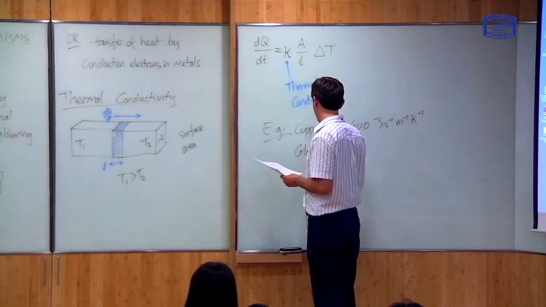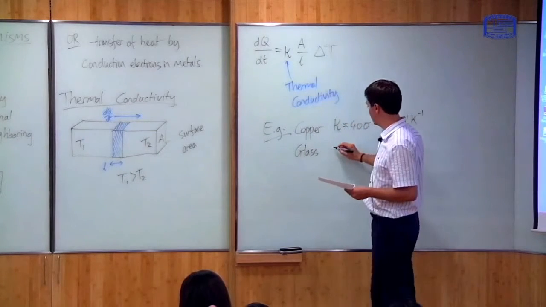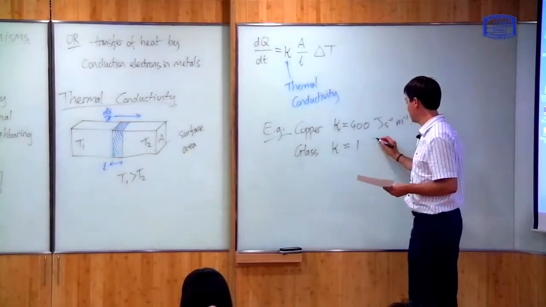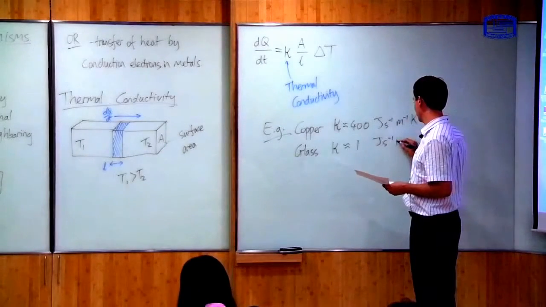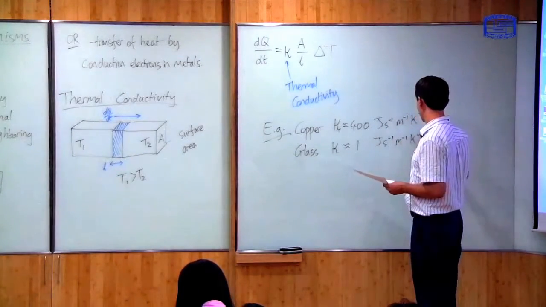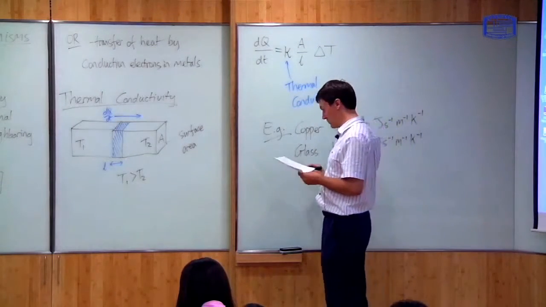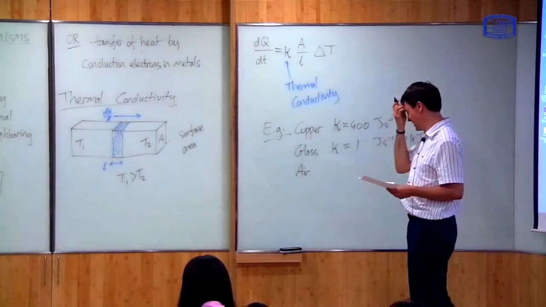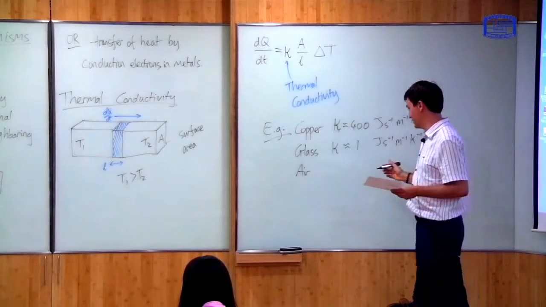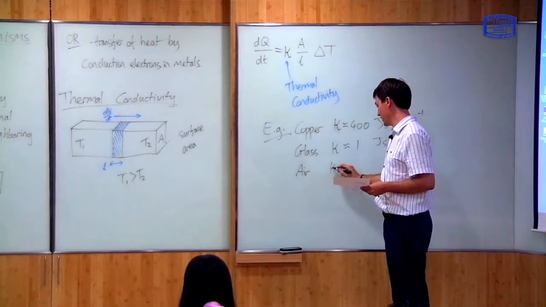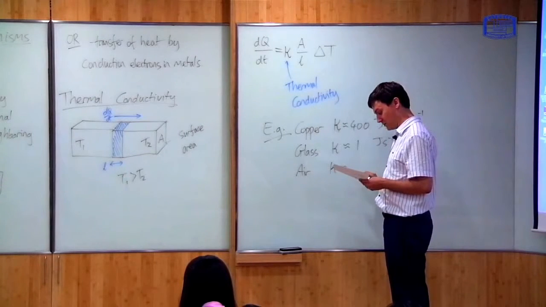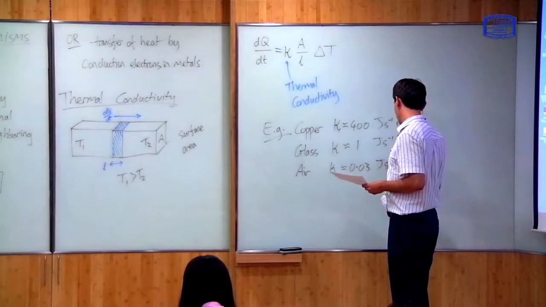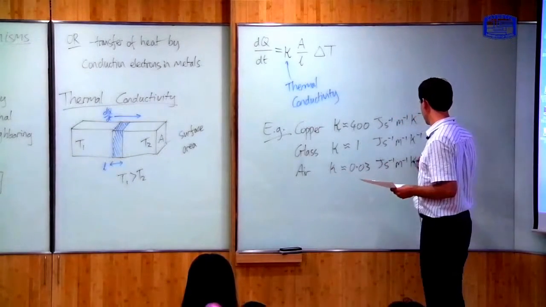If we look at something like glass, then kappa is approximately equal to 1 joule per second per meter per Kelvin. And if we look at something like air, this is air at atmospheric pressure and temperature, then we find that kappa is approximately equal to 0.03 joule per second per meter per Kelvin.